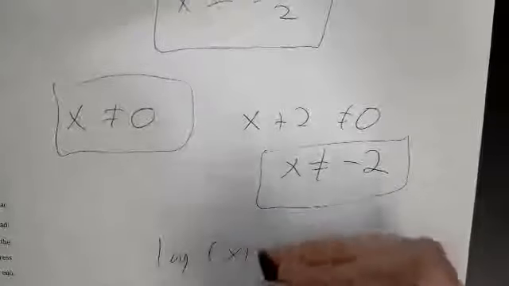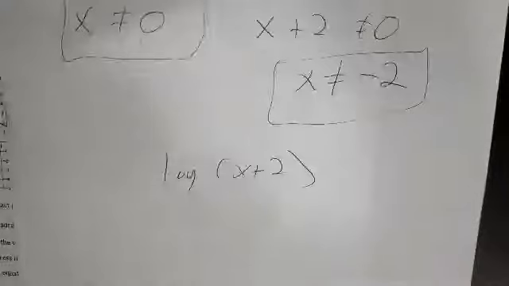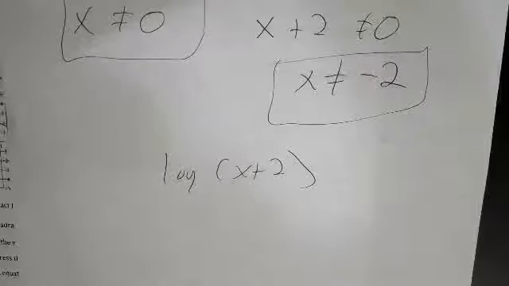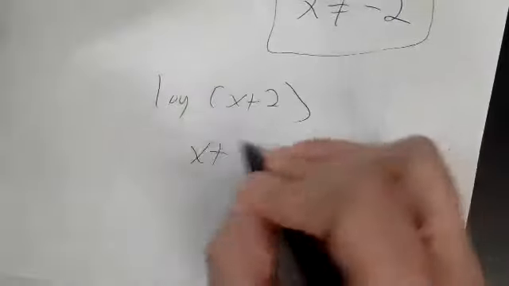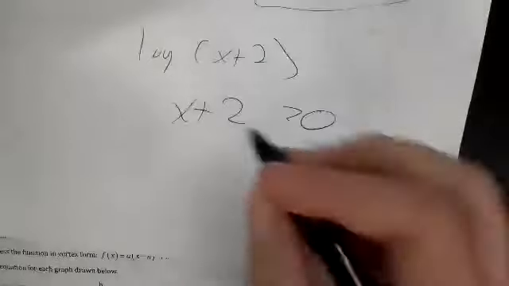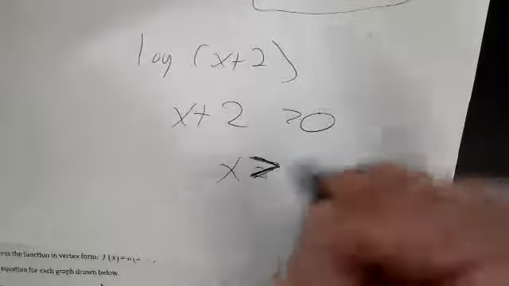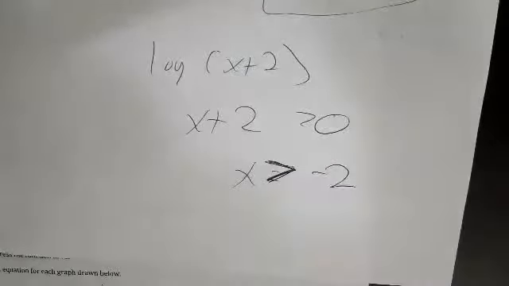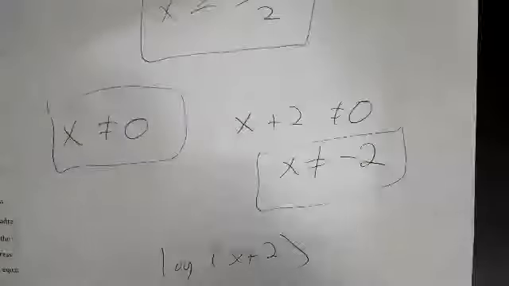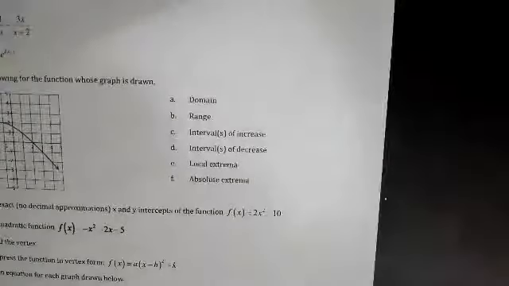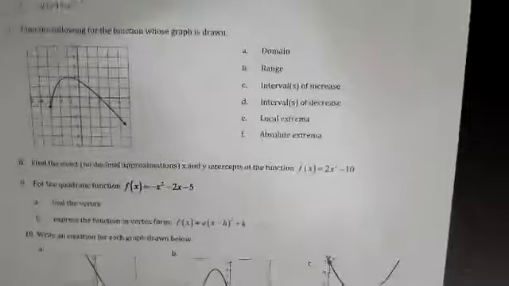Like log of x plus 2. This was the other restriction we learned recently, right? But these would have to be greater than 0. You have to set the thing inside the log greater than 0, not including 0. So the big difference between logs and square roots is that you can include the 0 in the square root. You can't include the 0 in the log.